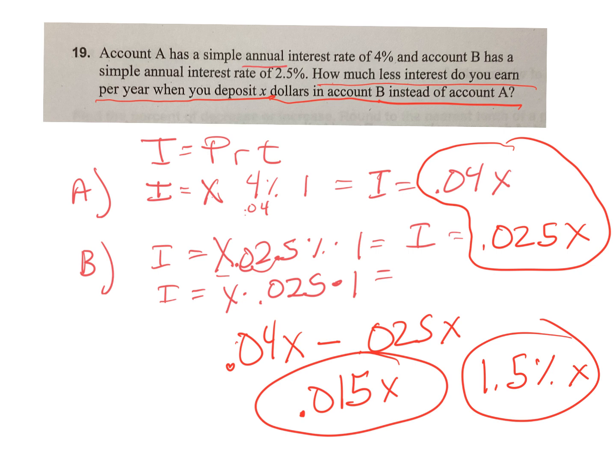Once you have x, how much less are you going to earn? It's 1.5%.